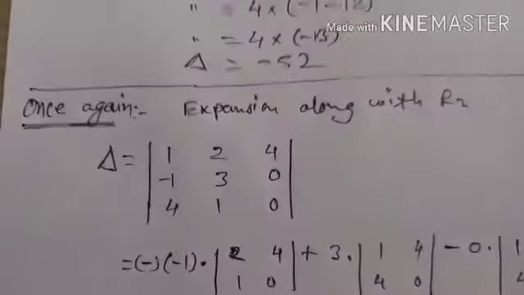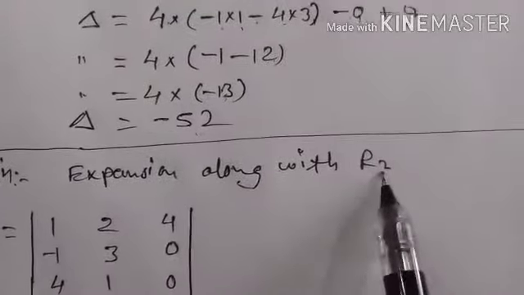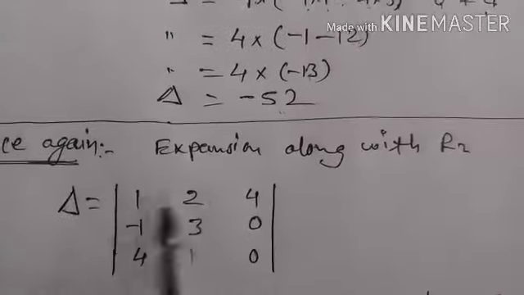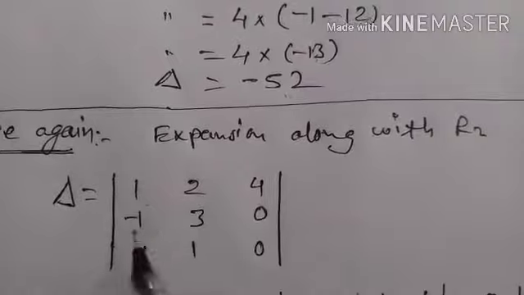Let's see one more time. Here we expand this determinant along second row R2. So this is our determinant. Second row is minus 1, 3 and 0. Once again the sign of second row, let's see here.